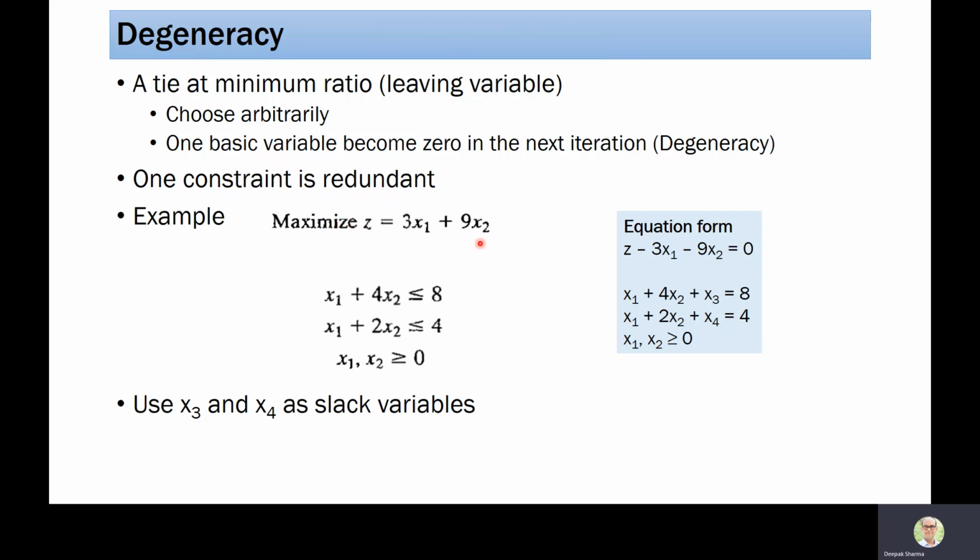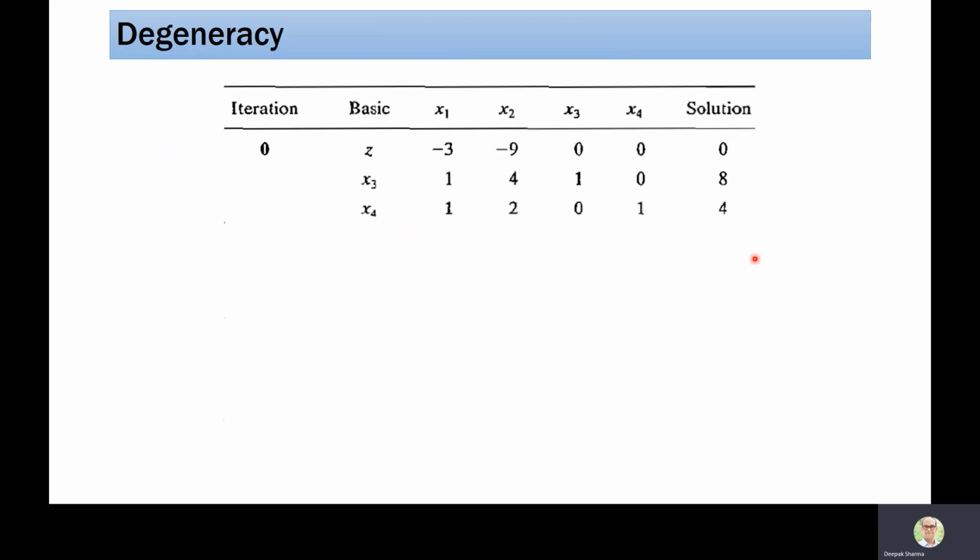We have a maximization problem subjected to 2 constraints. In this particular problem, both the constraints are of smaller than type. Then we are adding 2 slack variables as x3 and x4. The objective function we have written by taking the right hand side into the left hand side, and the right hand side is now 0. Now everything is in the equation form.